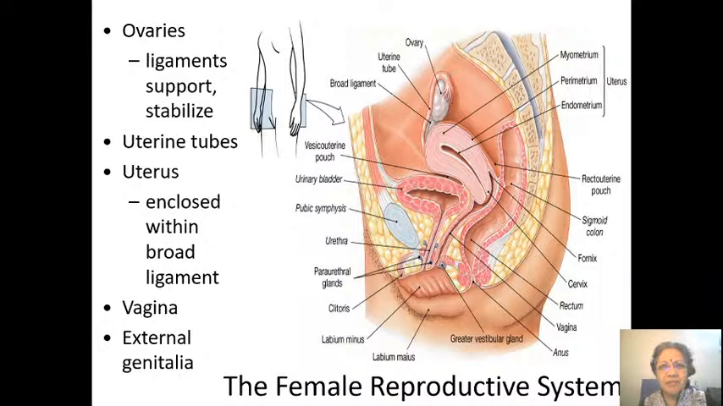So the female reproductive system, as you already know, consists of the ovaries, which are the gonads, which have their own ligaments, their supports, which stabilize them in their location at the lateral wall of the pelvis. It has two uterine tubes, left and right, which lead towards a central organ called the uterus, which is enclosed within a fold of peritoneum. Now, this is the peritoneum, and this is the posterior peritoneum. Between this point and this point, there is a double sheet, 1 and 2, folded upon itself, in which the uterus is enclosed, and that double sheet of peritoneum is called the broad ligament.